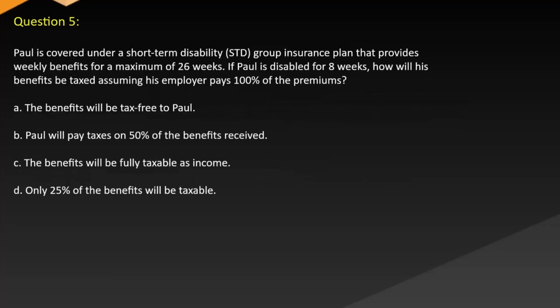Question 5. Paul is covered under a short-term disability (STD) group insurance plan that provides weekly benefits for a maximum of 26 weeks. If Paul is disabled for 8 weeks, how will his benefits be taxed, assuming his employer pays 100% of the premiums? A. The benefits will be tax-free to Paul. B. Paul will pay taxes on 50% of the benefits received. C. The benefits will be fully taxable as income. D. Only 25% of the benefits will be taxable.